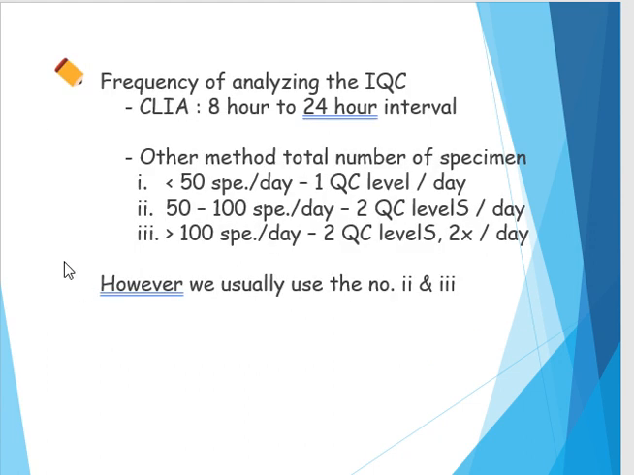And the frequency of analyzing the QC, according to CLIA, please find out yourself on Google what CLIA means, is an 8 hour to 24 hour interval. Another method is based on the total number of specimens. If there are fewer than 50 specimens, only one QC level per day. If 50 to 100 specimens per day, we need two QC levels one time per day. And if more than 100 specimens per day, we need two QC levels two times per day. However, we usually use the number 2 and number 3, not this criteria.